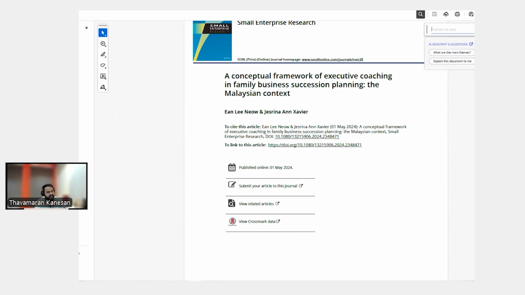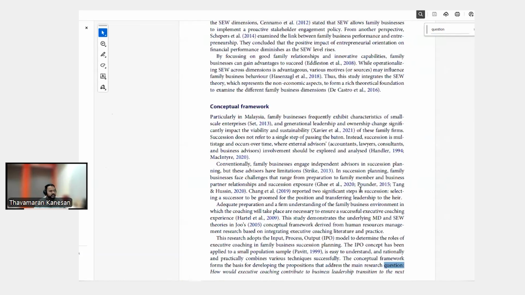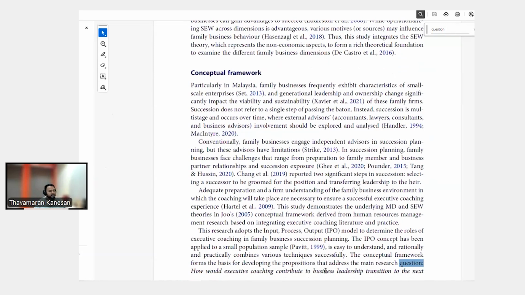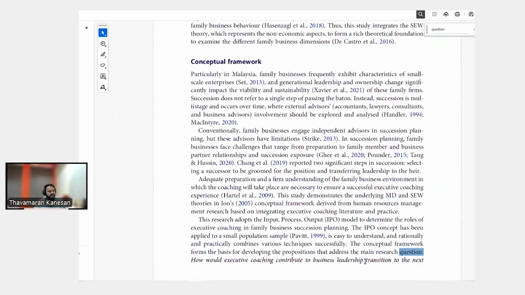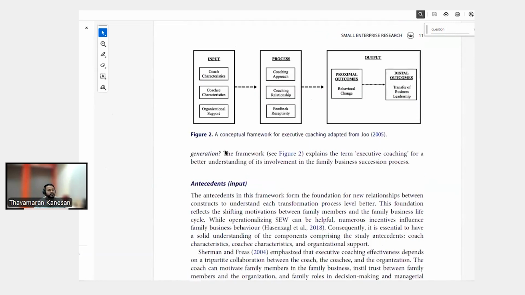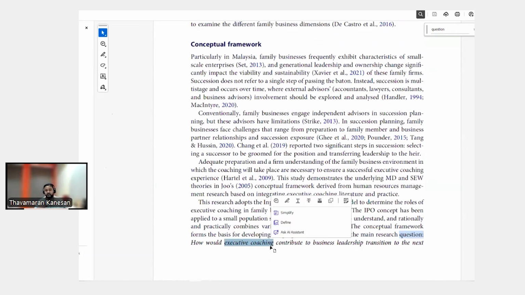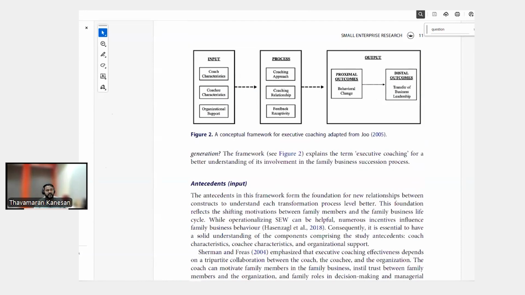So this is the research question. How would executive coaching contribute to business leadership transition to the next generation? Again, how would executive coaching contribute to business leadership transition to the next generation? So what is basically being said is, how would coaching, like how I coach PhD students, how would coaching of a CEO help them hand over their reign or their responsibility to the next generation very smoothly? That is a coaching process on its own. It's a very big area, executive coaching. So how will that transition take place smoothly to the next generation? That's the whole main topic of this paper.